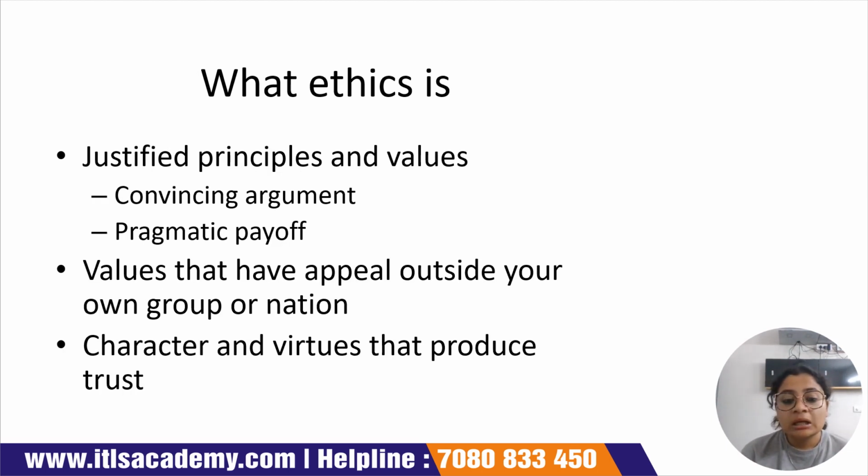Now, coming to what ethics is. What are those aspects or boundaries which actually come under ethics? Number one is justified principles and values, under which we have convincing argument and pragmatic payoff. That means you have to justify your point, the principles, the values, the rules and the regulations that you are going to come up with. Secondly, values that have appeal outside your own group or nation. And thirdly, character and virtues that produce trust.